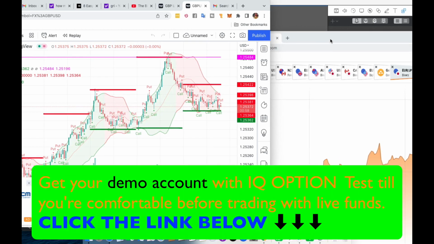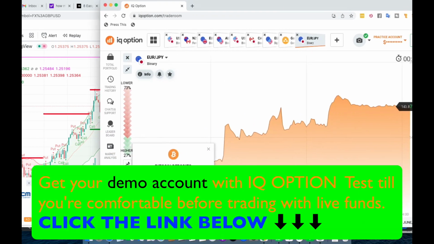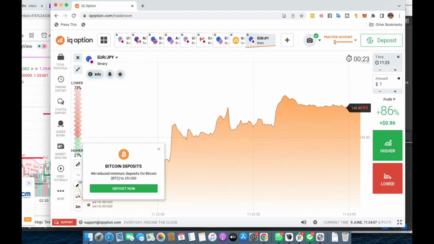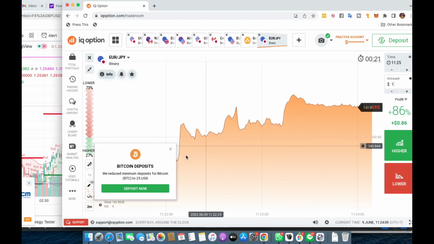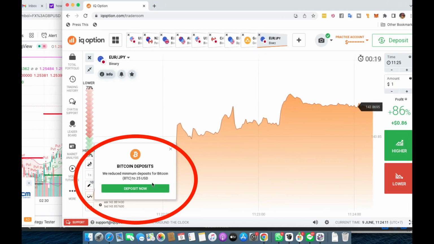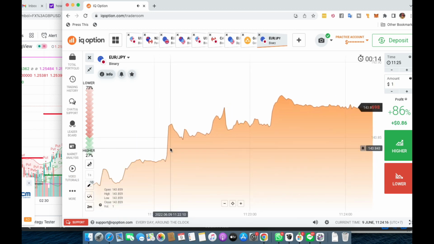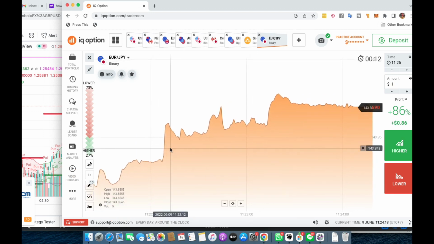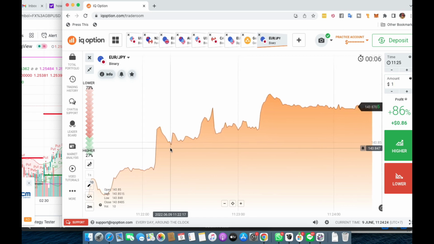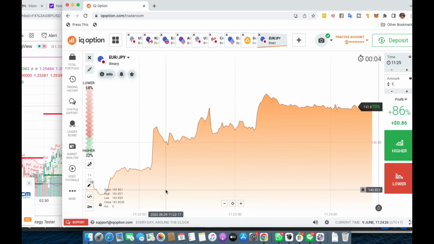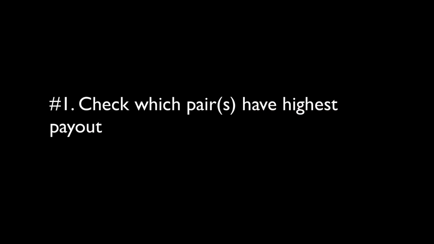I have not touched the IQ Option platform in like 2+ years. Right now, what I'm noticing is that they also reduced the minimum deposit for Bitcoin to $25, which is kind of cool. As with our previous video for Pocket Option, I'm not going to be using the charting on this platform. I'm just simply going to use it as a means to take trades.